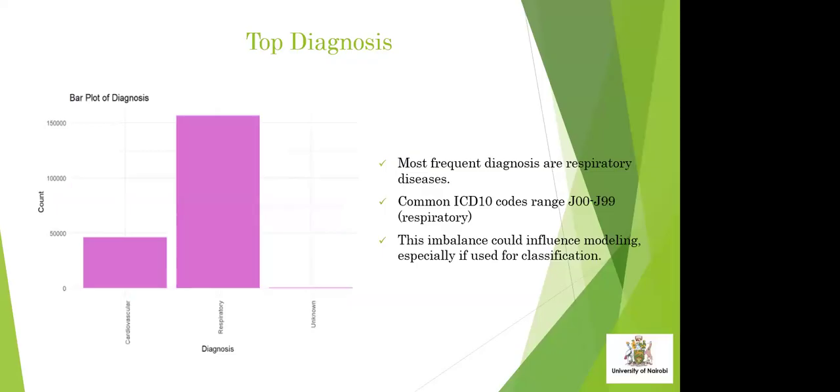Now, on the top diagnosis, you can see that respiratory disease was the most common in this data set, maybe indicating a higher burden or better documentation of respiratory conditions. But this imbalance could influence modeling, especially if used for classification, like in my case, the random forest modeling. So statistical techniques like oversampling or random undersampling might be necessary for modeling purposes.